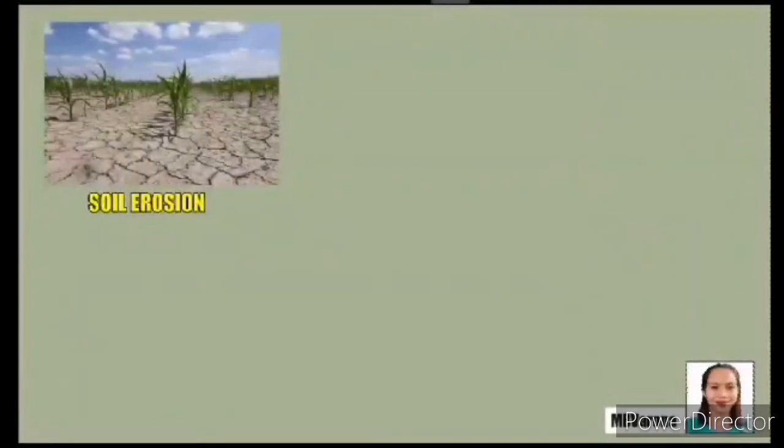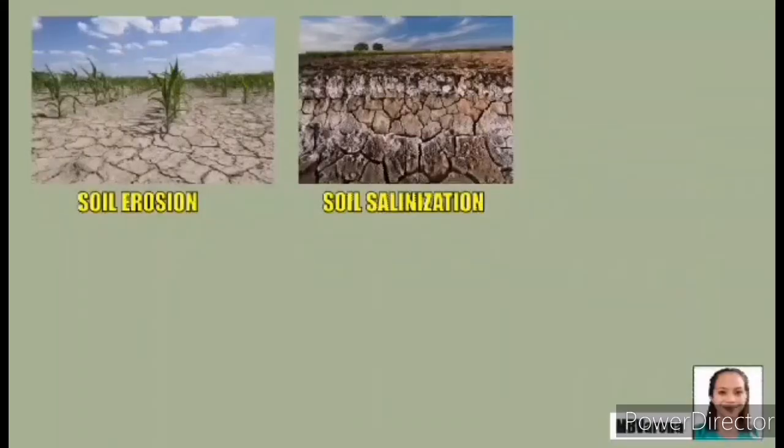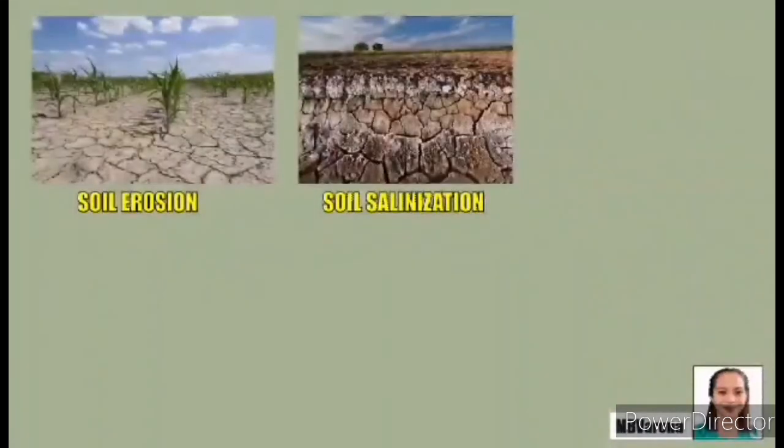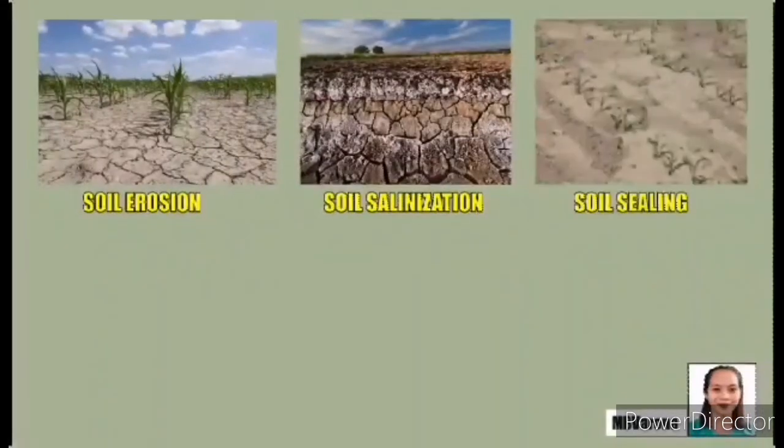Another is soil erosion. It is the removal of soil from the land surface by water, wind, or tillage. Water erosion occurs mainly when overland flow transports soil particles detached by drop impact or runoff, often leading to clearly defined channels such as rills. Next is soil salinization. It is the accumulation of salts in the soil. The accumulated salts include sodium, potassium, magnesium, calcium, chloride, sulfate, carbonate, and bicarbonate.